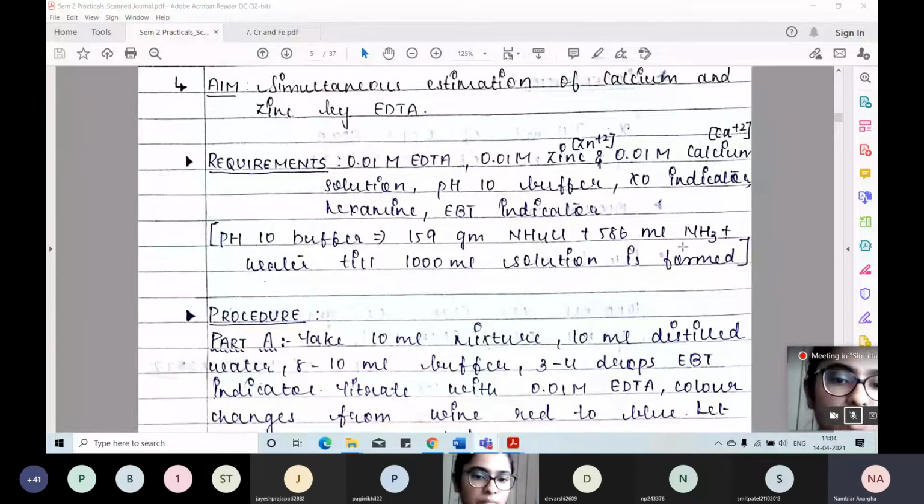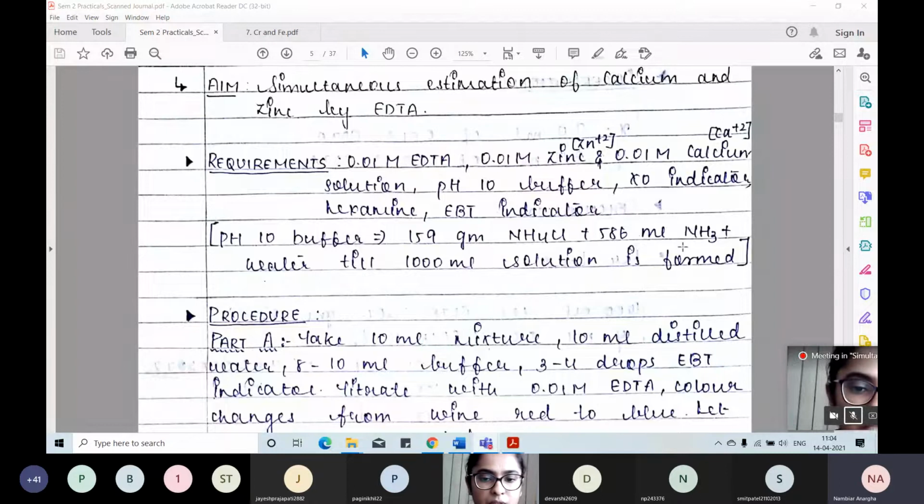So this was your aim. Simultaneously, you have to find calcium and zinc, and you can see the solutions that I mentioned. Now you can specifically see which solutions of how much concentration we are preparing. You will ask how I calculated these values like 0.01. These are all calculated and prepared through the trial and error method. So all this has been fixed and kept.